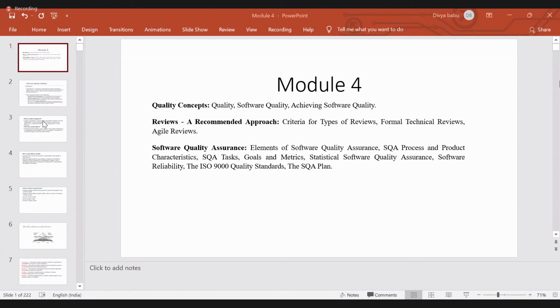We discussed quality definition, software quality. What do you mean by software quality, and how can we achieve software quality? Next part is reviews.